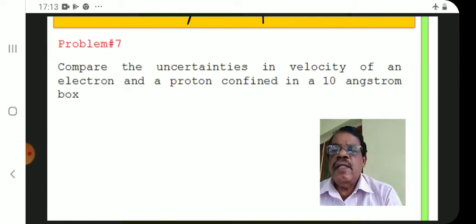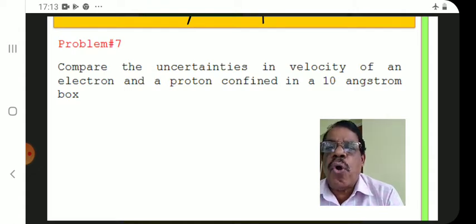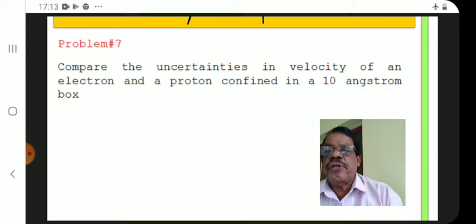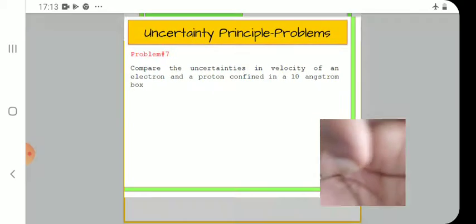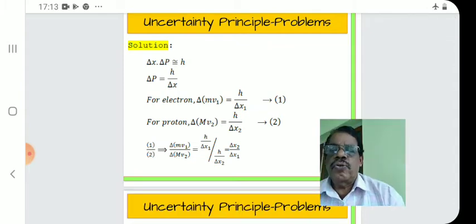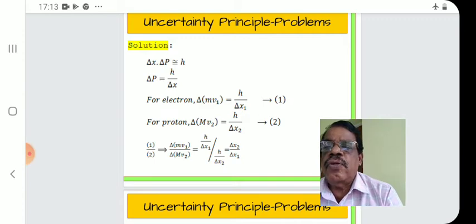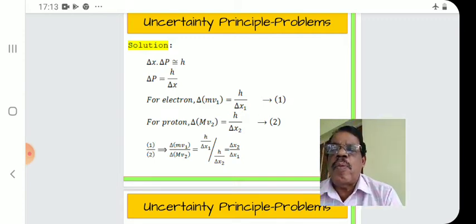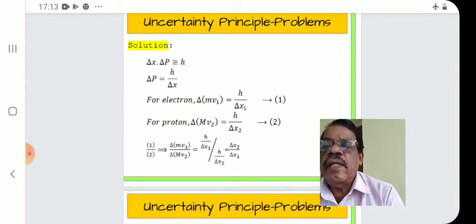Compare the uncertainties in velocity of an electron and a proton confined in a 10 angstrom box. So using the method, solution: delta x into delta p is equal to h. When we do problems, we change it into an equal sign. That is, delta p is h by delta x.